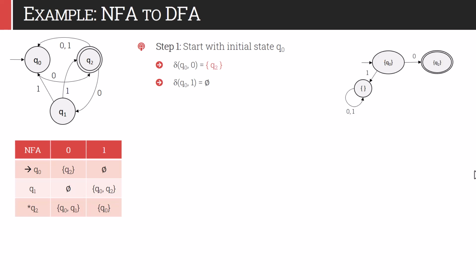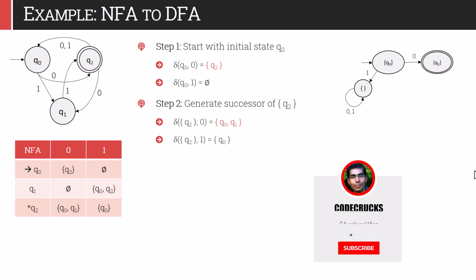So this is the partial transition diagram we can say. From Q0 on reading 0, we are moving to state Q2 and on reading 1, we are going to null or the phi state. In step 2, we will compute the successor of Q2. So we will compute the transition on 0 and 1 from the Q2. So delta Q2, 0 would be Q0 Q1 as we can see from the diagram or the transition table.